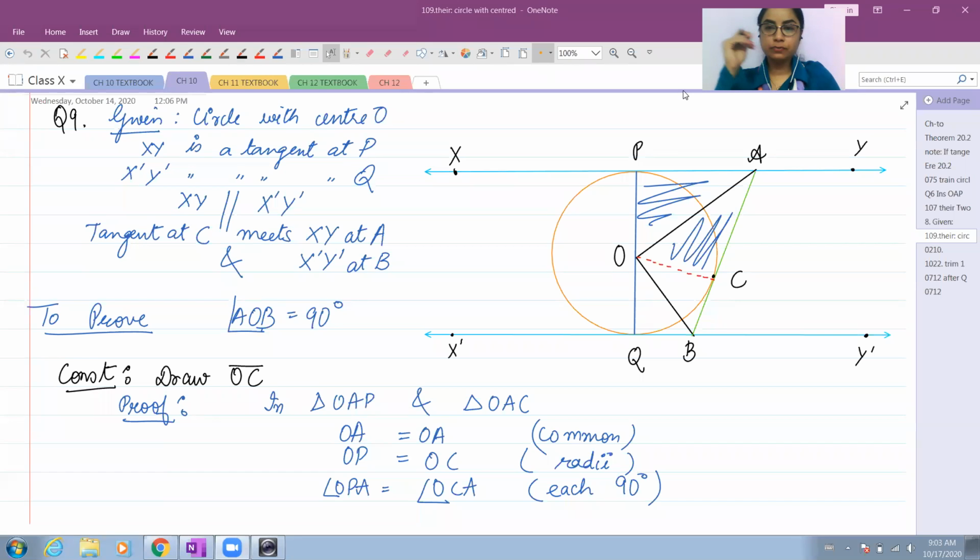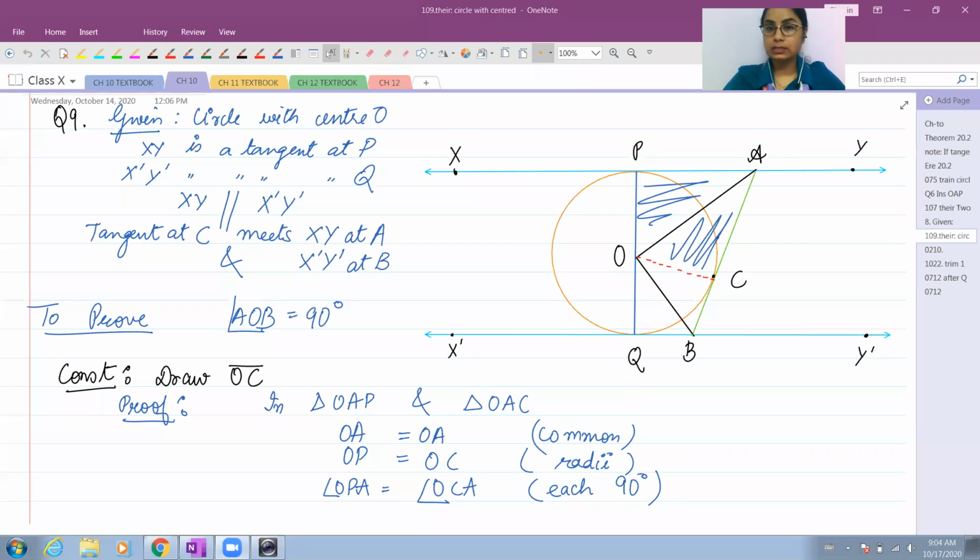Question number 9, we have to prove that angle AOB is 90 degrees. So I just started with taking these two triangles OPA and OCA, and I'm trying to prove these congruent. Now these triangles can be proved congruent using multiple ways. I'm using the one I used to prove that the length of tangents from the external point are equal. So I'm using RHS rule here.